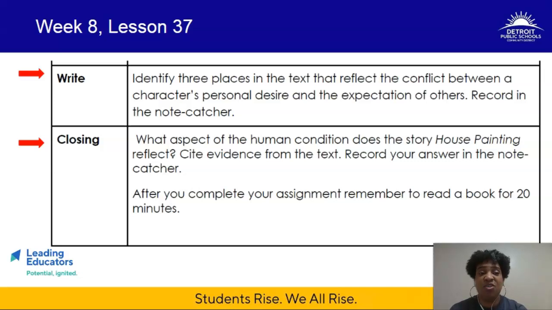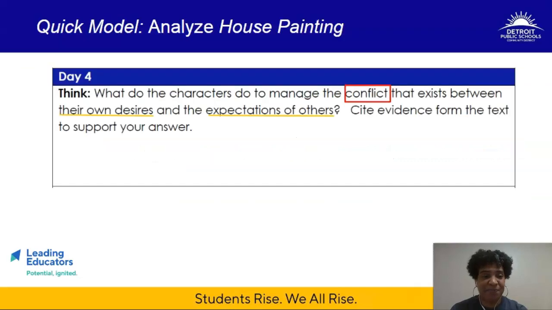So we've gone over all of those sections, and I'm going to model how to do them for you. So let's start with the think for today. What do the characters do to manage the conflict that exists between their own desires and the expectations of others? And you're going to cite evidence from the text to support your answer. Okay. So I have a couple of things here that are important to note. Conflict, right? You can also substitute the word tension there. And then you're going to think about their desires and expectations. So there's two very different things.